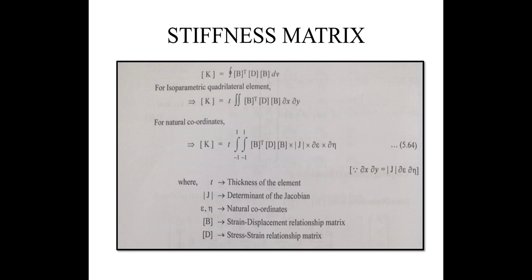In this stiffness matrix, the first line is denoted as the global stiffness matrix. The second line is the isoparametric quadrilateral element. What do you mean by a quadrilateral element? It means the element has more than 3 nodes. If the element has 3 nodes on the line, it is called an isoparametric element. It is the stiffness formula for the natural coordinate. The formula itself is just a modification using the Jacobian matrix.